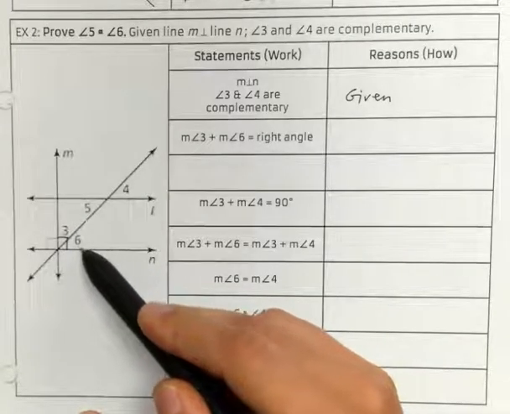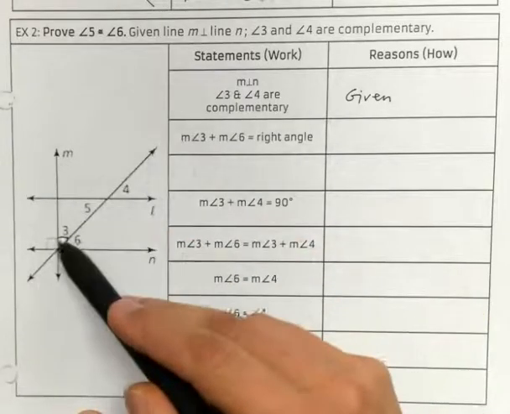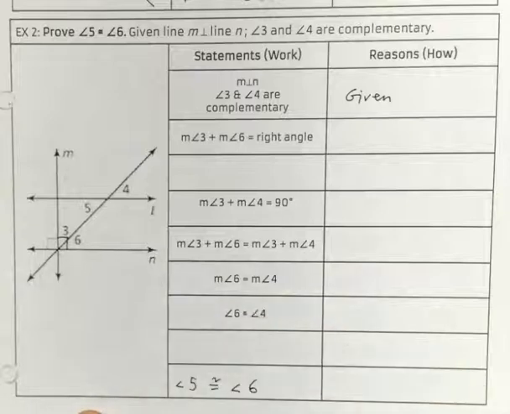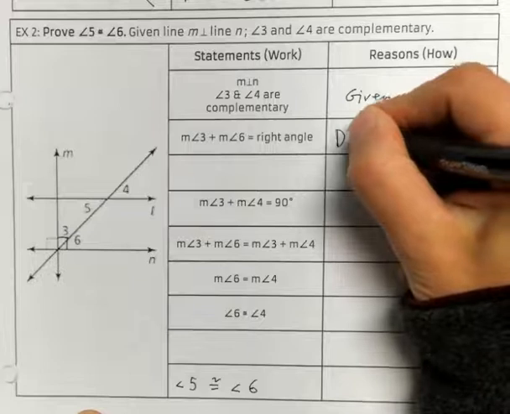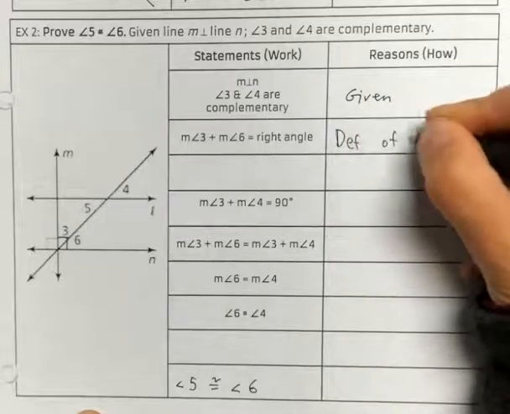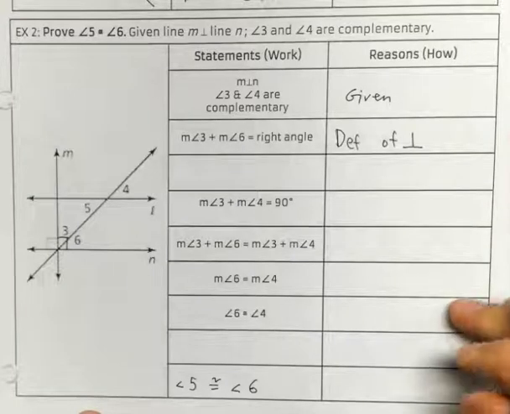Why is it a right angle? Well, why did I draw this? I drew that because I said M is perpendicular to N. And because it's perpendicular, we have a right angle. So I'm using my definition of perpendicular to do that. So definition of perpendicular. Okay.